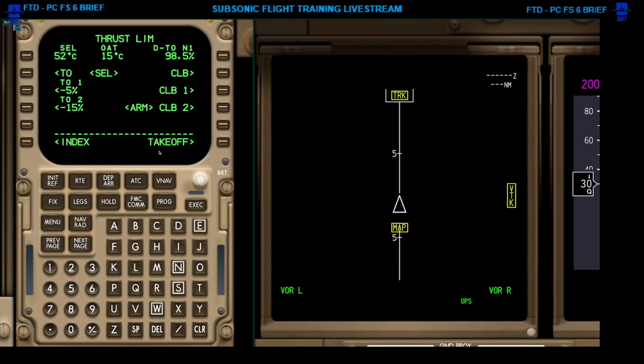So depending on what you put in here as far as temperature goes, it'll either arm climb or climb 1 or climb 2, and climb would be less than 5% reduction. Climb 1 would be between 5 and 15% reduction, and climb 2 would be between 15 and 25% reduction, and you can't reduce more than 25%, it won't let you. So even if you put some temperature here that's really high, it's still only going to reduce up to 25%.